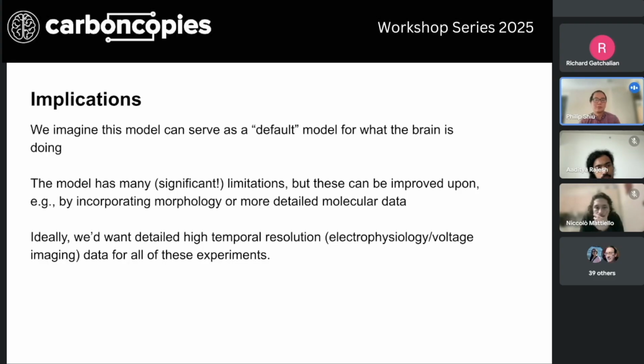And we only had one free parameter that we played with. In principle, there are a bunch of others, and we could, for example, change the parameters for each cell type. If we had really clean, high temporal resolution data, we might be able to do optimization of that sort.